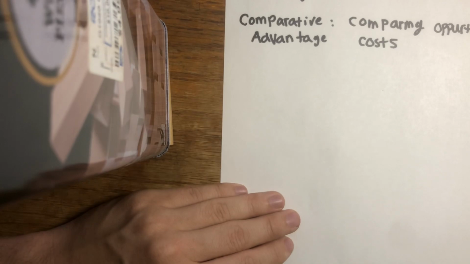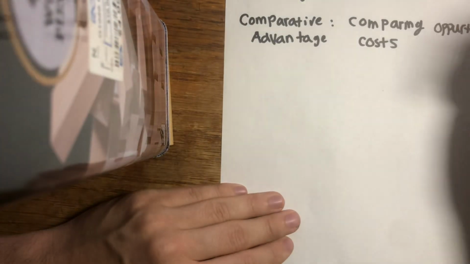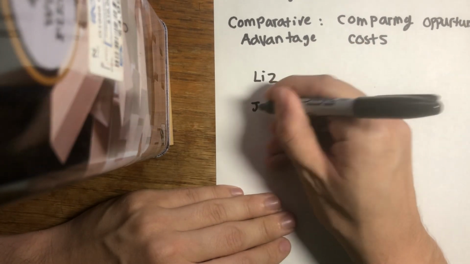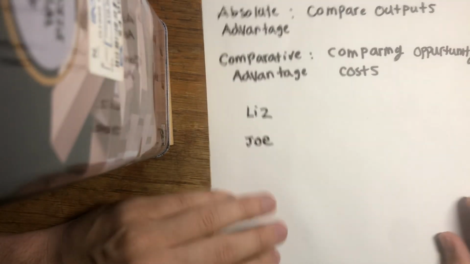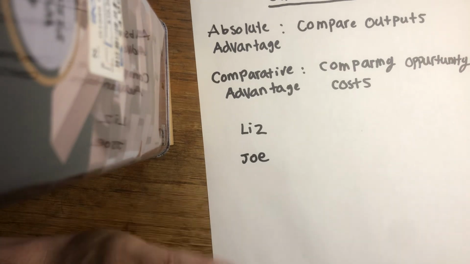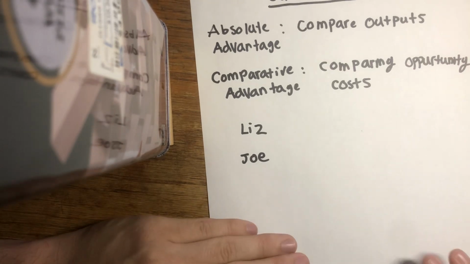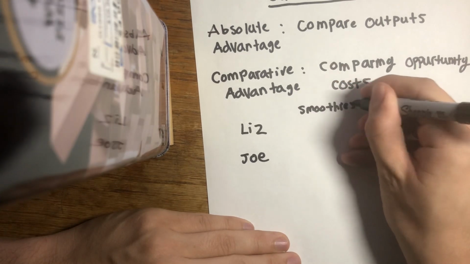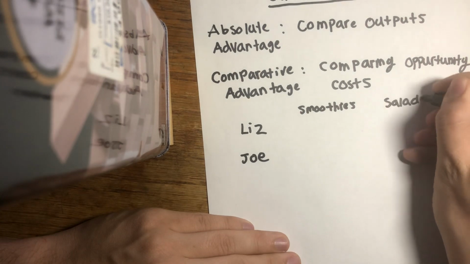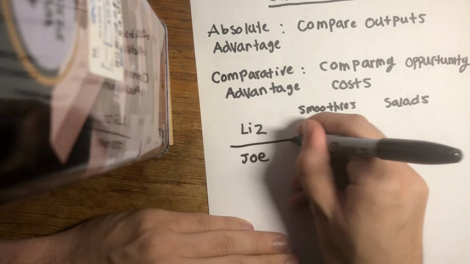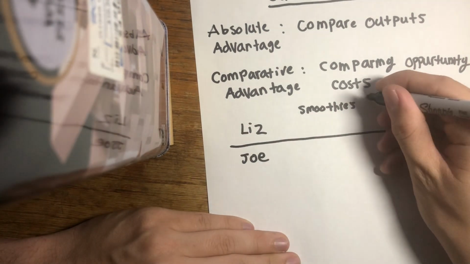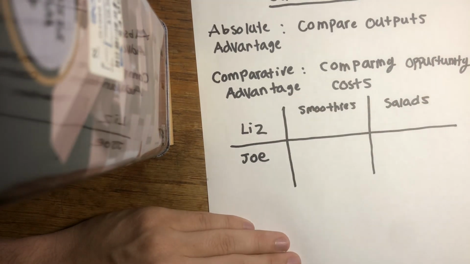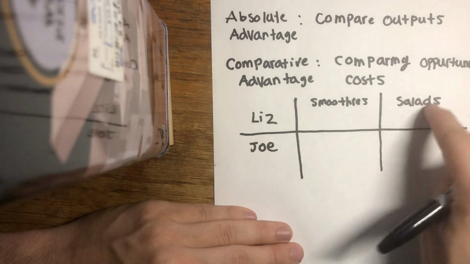Looking at this, suppose we have two producers. We have Liz, and then we have Joe. So two producers over here. We also are assumed to have two goods. So let's assume that we have smoothies and salads. In future, when I structure my tests and exams and homework, I'll structure it in a way such as this. Okay, so now we have two producers and two goods.